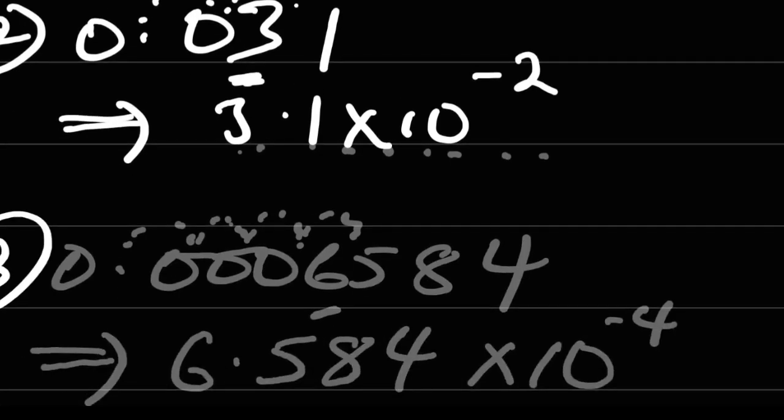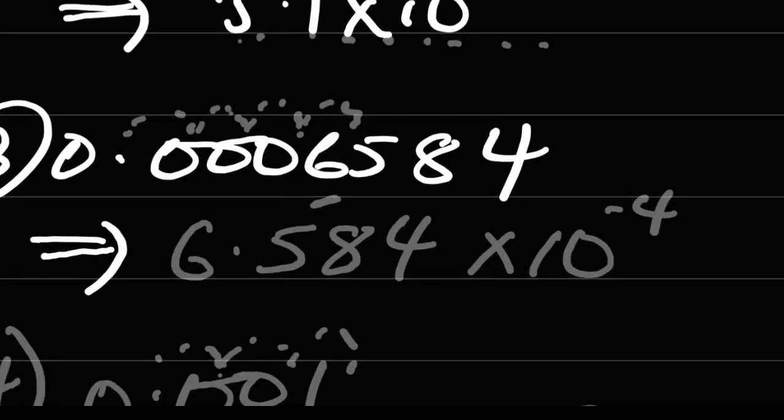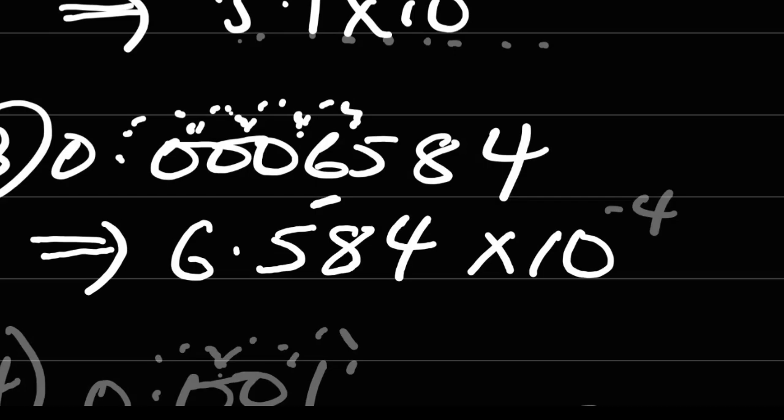The third one, let's solve the third question. 0.0006584. To express this in standard form, this is the first significant figure. The point will move 1, 2, 3, 4. So our answer will be 6.584 times 10 raised to the power of minus 4. Minus 4 because we moved 4 times for our decimal to be after the first significant figure.